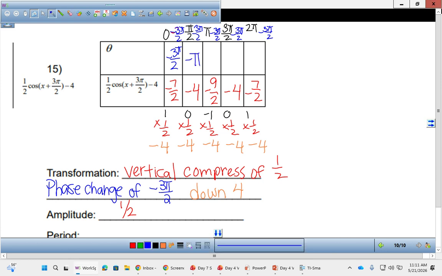I'm going to skip over the middle one and go to this one. This is pretty easy too. 3 pi over 2 minus 3 pi over 2 is 0, right? So I can filter that one in pretty quickly. The other ones are a little bit harder.